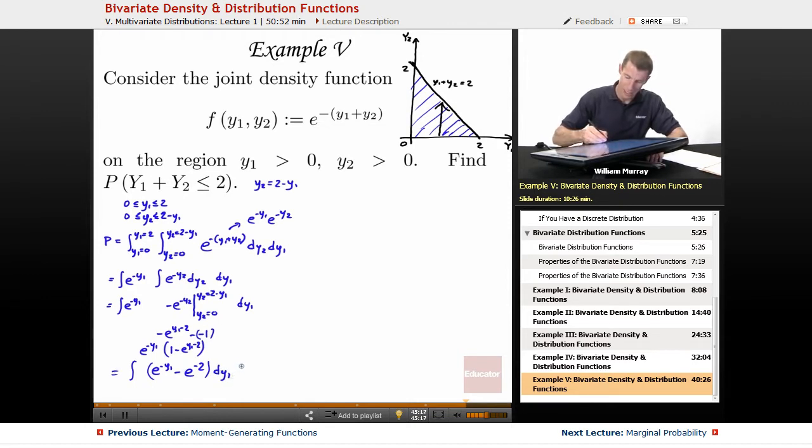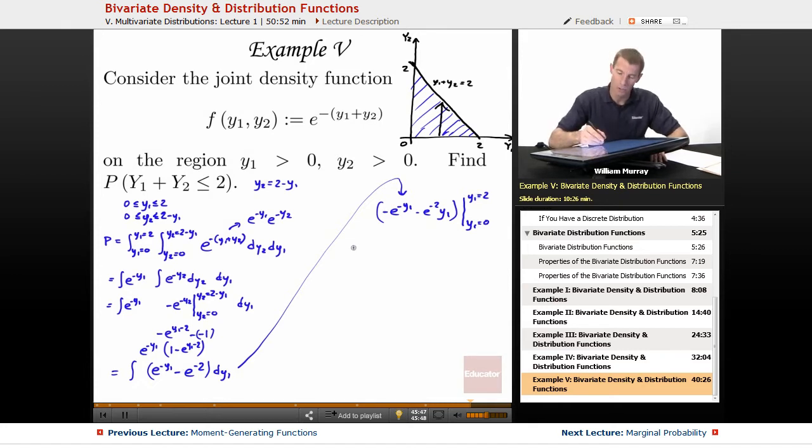Let me go ahead and keep going on the next column here. The integral of e to the negative y1, do a little substitution. It's negative e to the negative y1. E to the negative 2 is just a constant, so it's negative e to the negative 2 times y1. And this whole expression is supposed to be evaluated from, where were my limits? Oh, right there at the beginning. y1 equals 0 to y1 equals 2. So I'll plug in y1 equals 2. I'll get negative e to the negative 2 minus e to the negative 2 times 2.